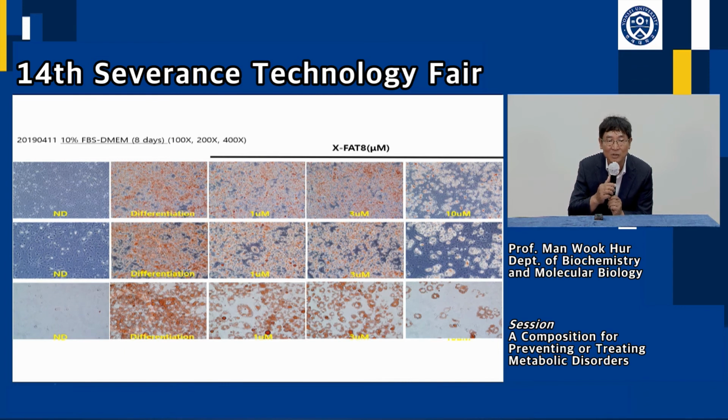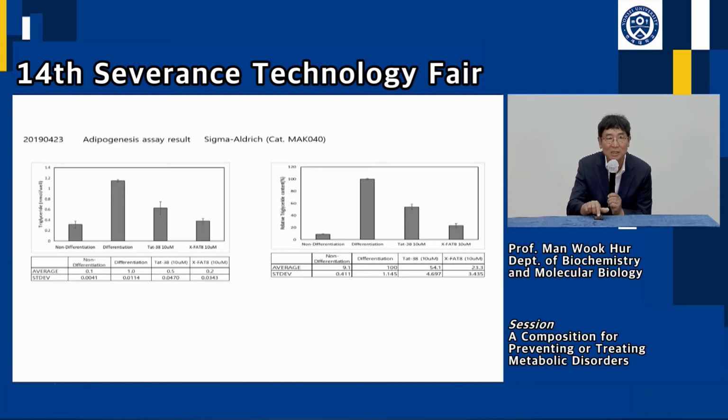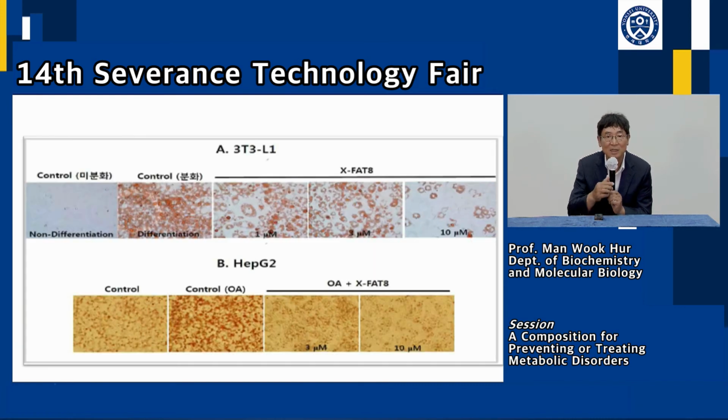Next is the adipogenesis assay result, where XFAT was also superior to TAT38 in our assay conditions. When oleic acid was added in the assay, the inhibitory effect against synthesis of fatty acid in hepatic podocytes was potent starting at 3 micrometers and up to 10 micrometers, evidencing that synthesis of fatty acid can effectively be controlled in adipocytes.